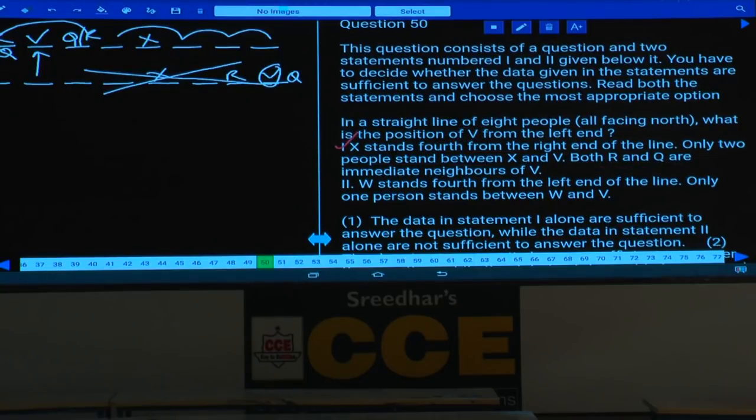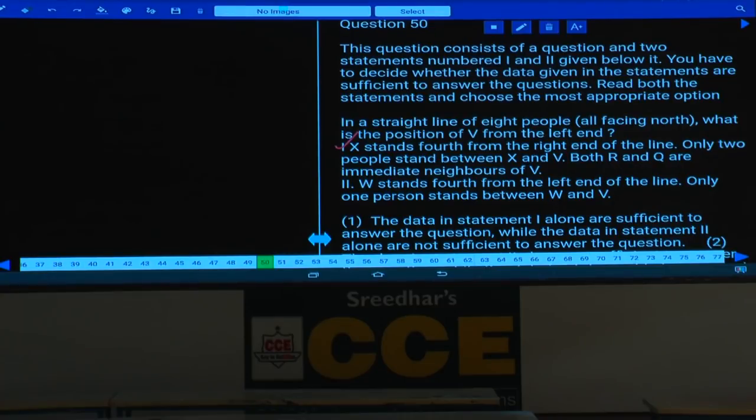Then what about condition number 2 here? Now in this one, 8 people. W stands fourth from the left. 1, 2, 3, 4, 5, 6, 7, 8. Now W stands fourth from the left hand of the line. And only 1 person between W and V. As only 1 person between W and V, V can be either here or here. Then V's position can be either the second or the sixth from the left. And as we are getting 2 different answers, hence 2 alone is not sufficient, and so only 1 alone is sufficient, that is given in choice 1. Now this is about question numbers 46 to 50, data sufficiency. Done with this?